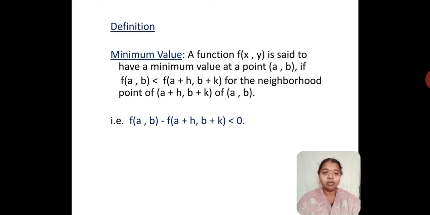Let's see the definition of minimum value now. Again, here we will be considering two variables and two points. The variables are x, y and the points are a, b. Now let's learn the definition. A function f(x, y) is said to have a minimum value at a point (a, b) if f(a, b) is less than f(a+h, b+k) for the neighborhood point (a+h, b+k) of the point (a, b). In other words, this is said as f(a, b) minus f(a+h, b+k) is less than 0.